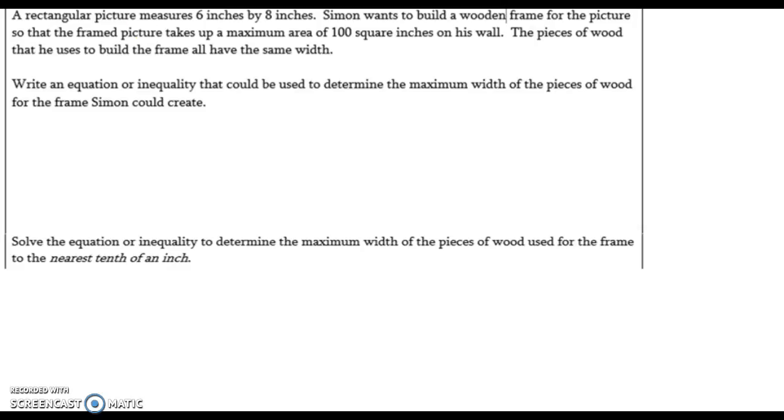Last but not least, we're going to go over a picture frame problem. It's the same as a walkway or a border problem. It says a rectangular picture measures 6 by 8. Simon wants to build a wooden frame for the picture so that the framed picture takes up a maximum area of 100 square inches on his wall.